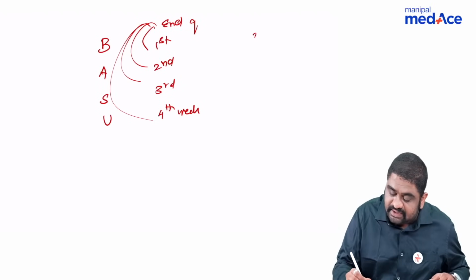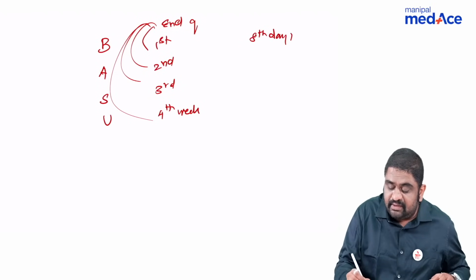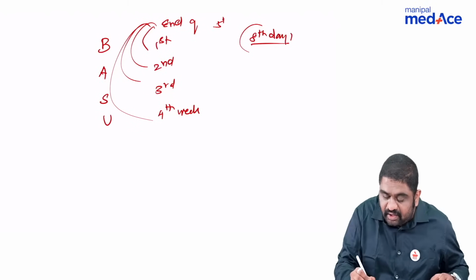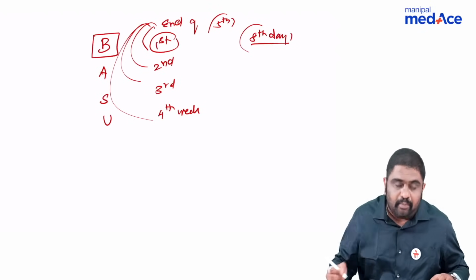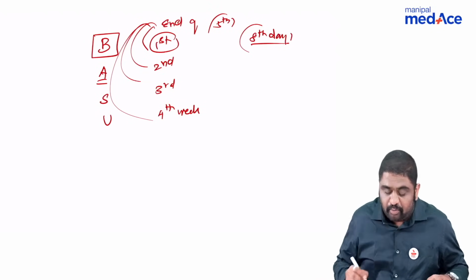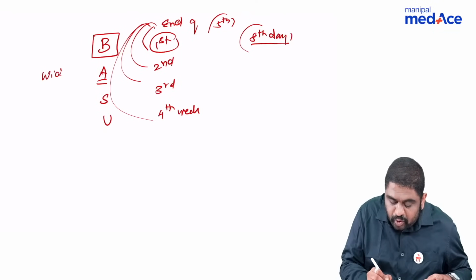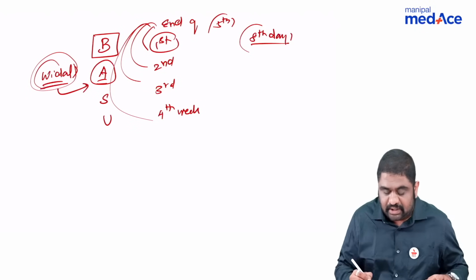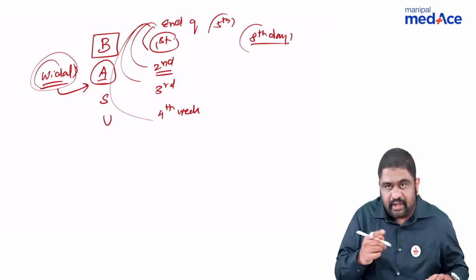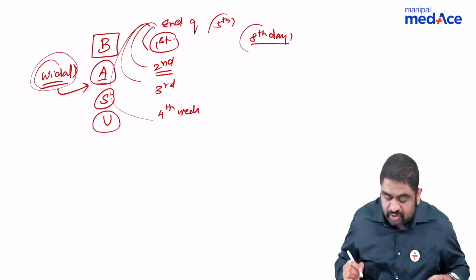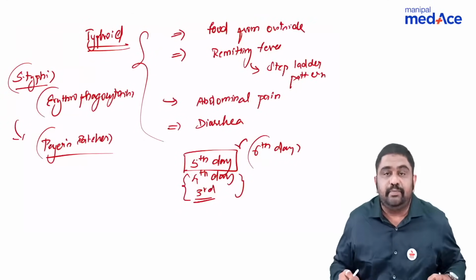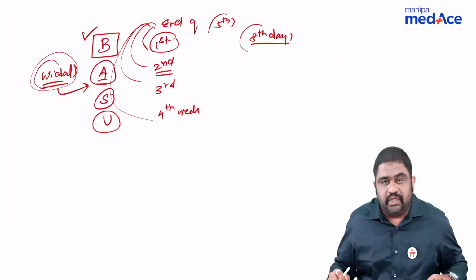For example, the eighth day is second week, but it is still end of first week. Fifth day is also end of first week. So when it comes to the fifth day, you have to go for blood culture. A speaks about antibody. So some students were asking me, why don't you do Vidal? Vidal is an antibody based test or serological test, so it can be done only in the second week or the end of second week. S is stool culture, U is urine examination culture. So the best answer for the fifth day of a typhoid case has to be your first week investigation.